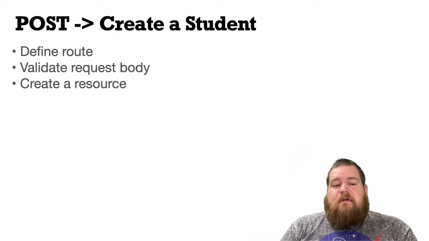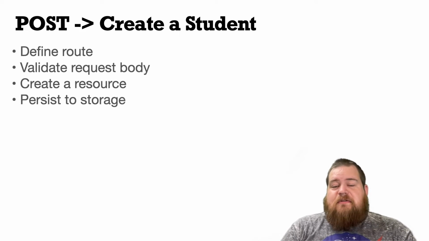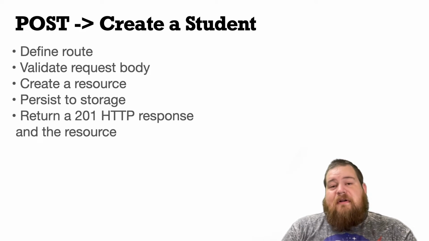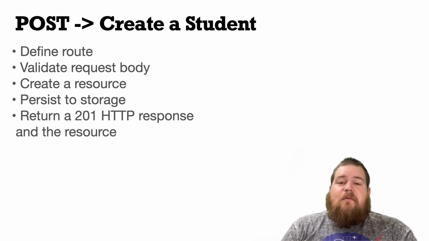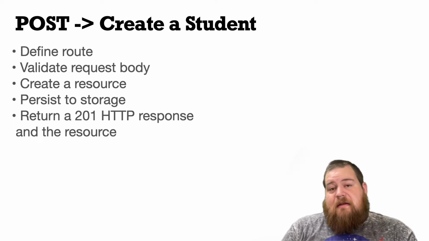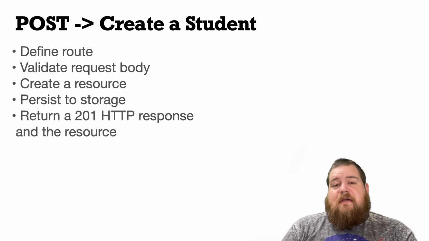When we're going through and creating this student resource, we're going to define a route that's going to allow an address to be reached through POST. We're going to validate the request body, actually create the resource, persist it to storage, and then once everything is saved to storage, we're going to go ahead and return an HTTP 201 response, created, to signify that the information has been created on the server.